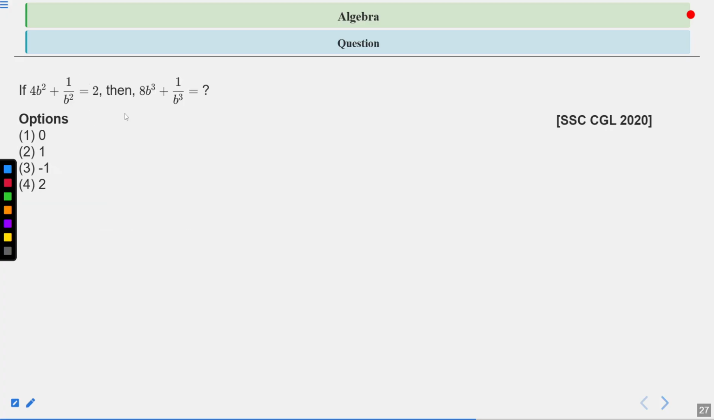If 4b square plus 1 upon b square is equal to 2, then what is the value of 8b cube plus 1 upon b cube? This question was asked in the SSC CGL exam in 2020. There are 4 options. First one is 0, second is 1, third one is minus 1, and fourth one is 2. Now you have 10 seconds to analyze the question. Your time starts now.